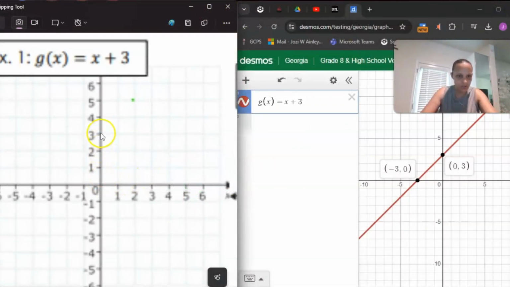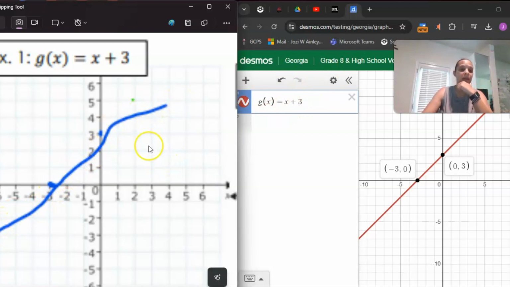So, all right, 0, 3. Okay, my other one is negative 3, 0. So negative 3, 0. And taking a ruler. All right, now I'm doing this by freehand, by mouse. This is really bad. But yeah, take a ruler and join those two points, and that's it. That's how you use a Desmos calculator.